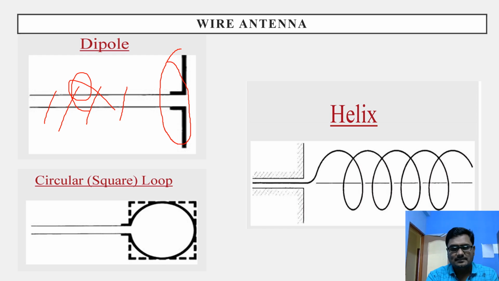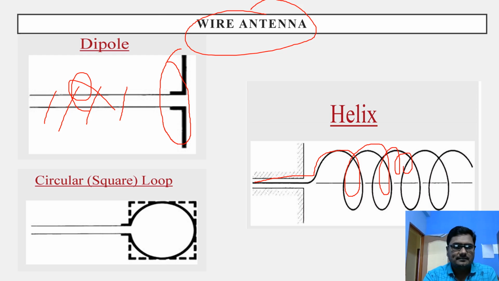Look at this, it's a single wire. Look at the helix antenna. This is a single wire which is wound. Look at the structure. It's a single wire, and that's why it is a wire antenna. Agreed?